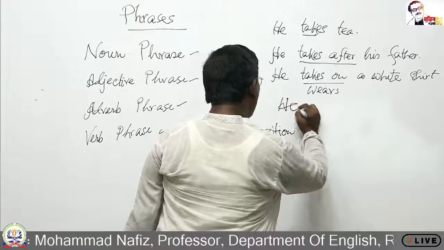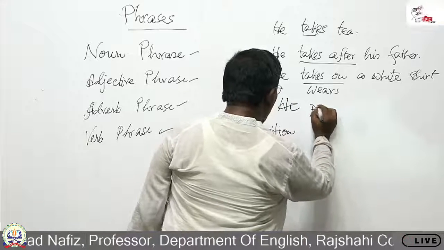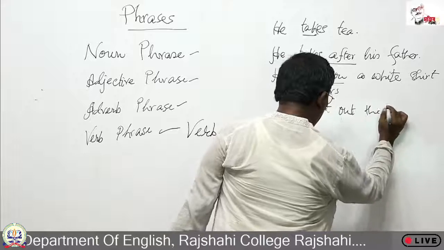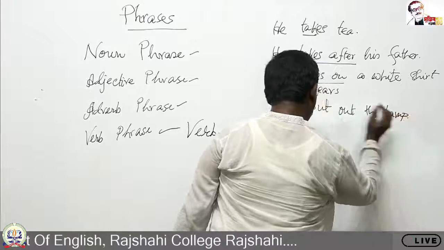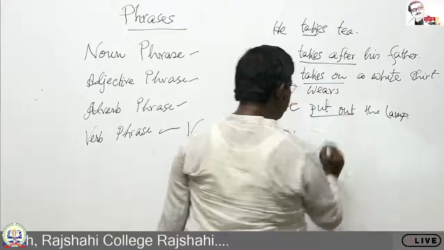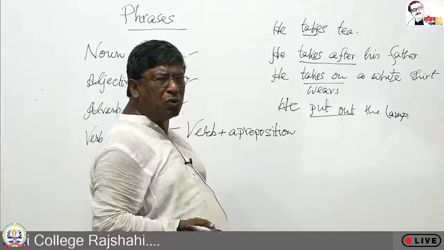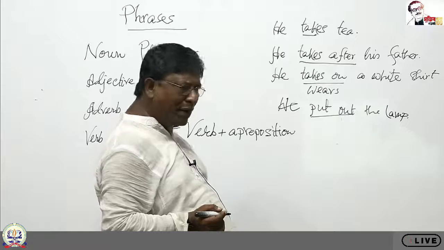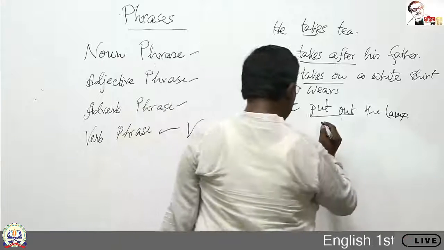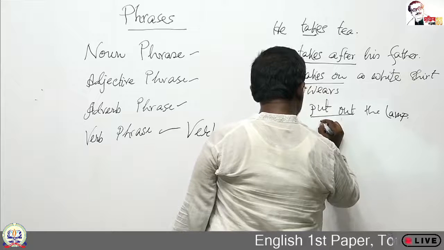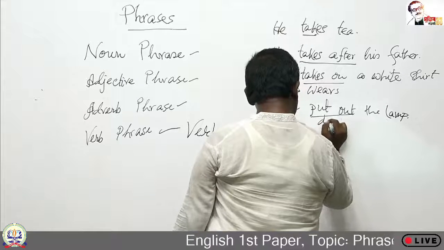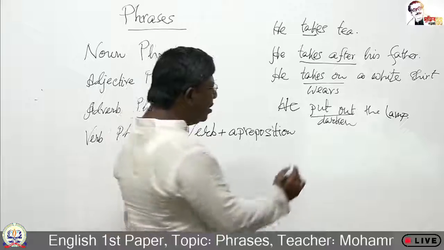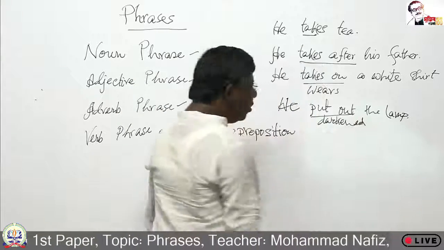Or he puts out the lamp. He put out the lamp. Here, put out, the verb put and the preposition out all together make a sense that means darkened. He darkened the lamp. Or stopped.